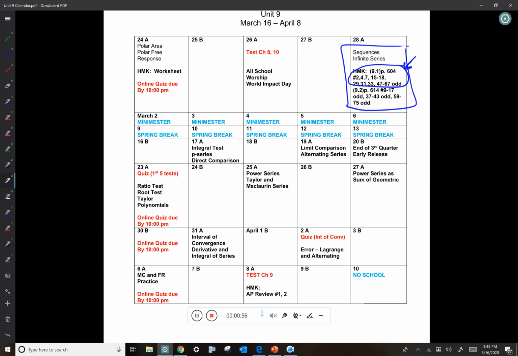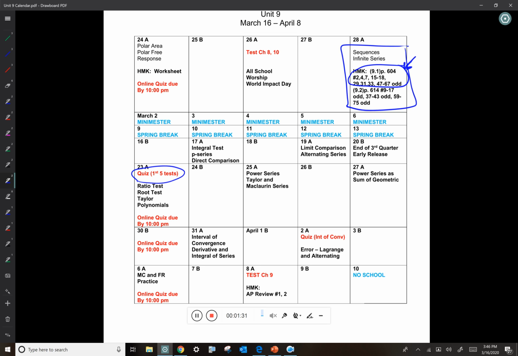So we go through the first half of Chapter 9, and then we'll take a quiz on the 23rd. When I say it's the first 5 tests, there are basically 10 tests for convergence of a series. The first 5 tests are the integral test, P-series test, direct comparison, limit comparison, alternating series, and so on. So we take that quiz, and then we do several more tests. We do what's called the ratio test and the root test.